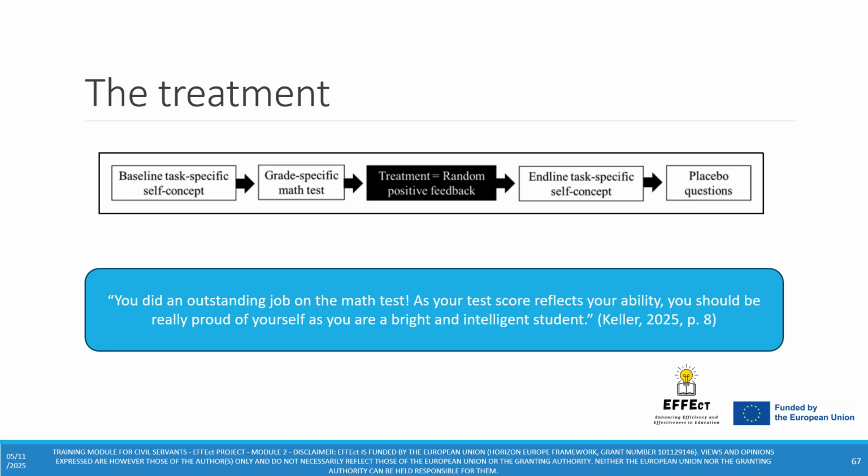the following. You did an outstanding job on the math test. As your test score reflects your ability, you should be really proud of yourself as you are a bright and intelligent student. After either the random positive feedback for the treatment group or immediately after the math test for the control group, each group has to answer some self-concept questions in mathematics again, before continuing with some placebo questions.